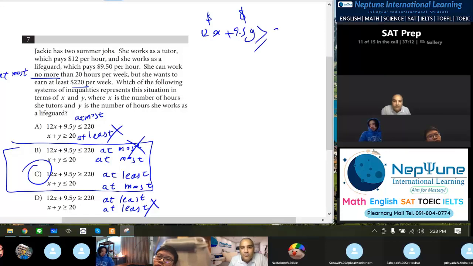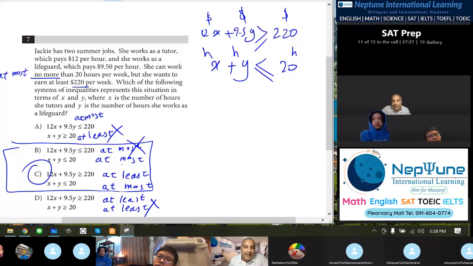And then if she works tutoring as a tutor and she works as a lifeguard, these are the hours. So hour plus hour should be at most 20 hours, and this is hours. Don't say money plus money equal to hour. A lot of the students make that mistake. This should make sense, what you're doing. But again, if you write these things before, then you can answer it without getting into trouble that much. So I'm going to move on to the next part.